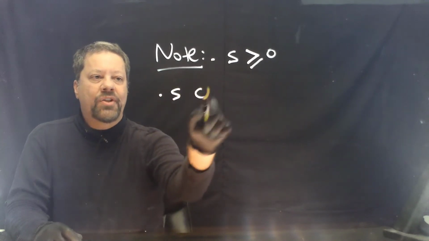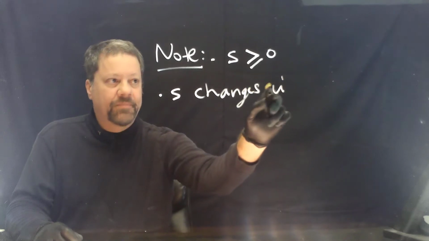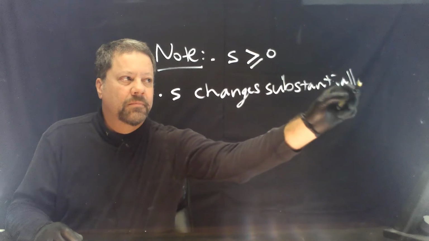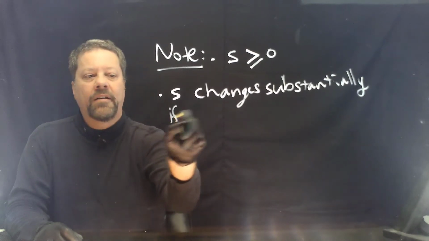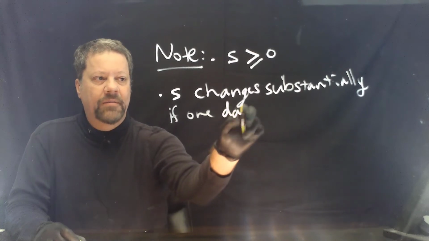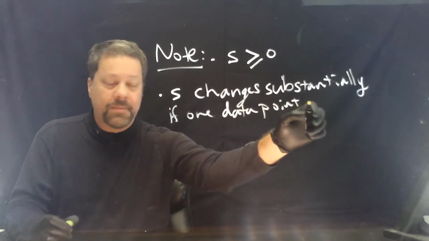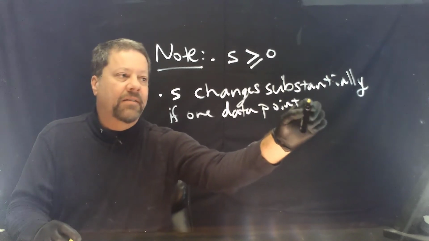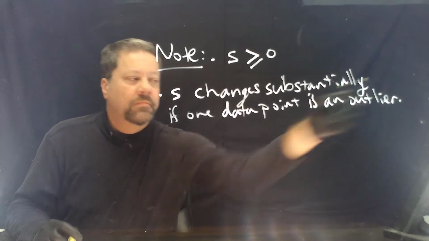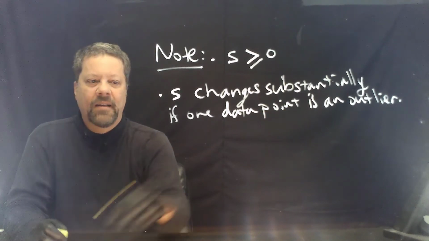Also, S changes substantially if one data point changes substantially, is an outlier. Goes way outside of the realm of the other data points.